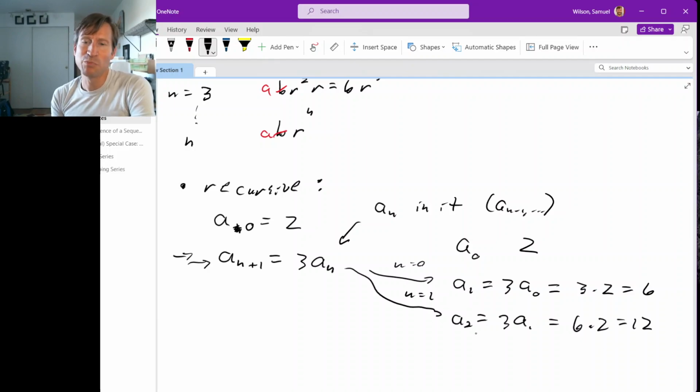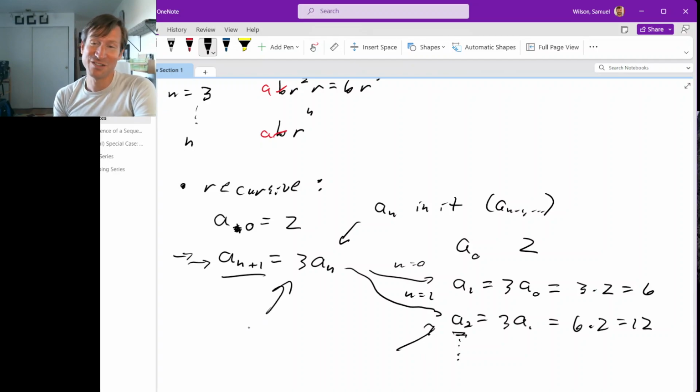Okay, and we could keep repeating, right? The point of a recursive formula is that once you have figured out the formula out to any position, you can then figure out the next position by using the formula. You might notice that this particular recursive sequence is actually just the geometric sequence 2 times 3 to the n.